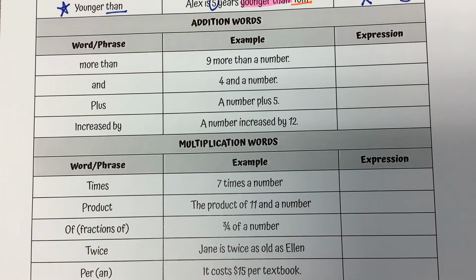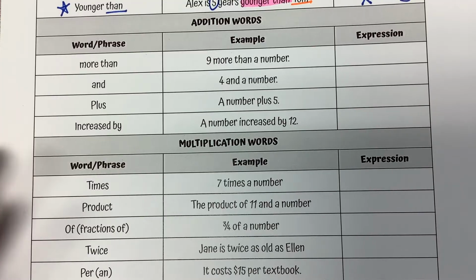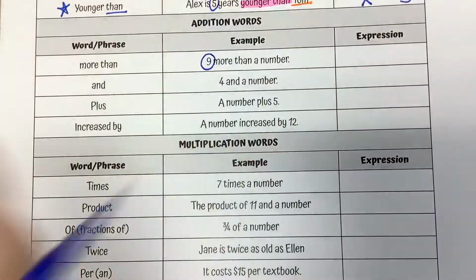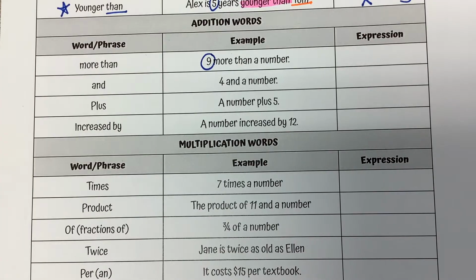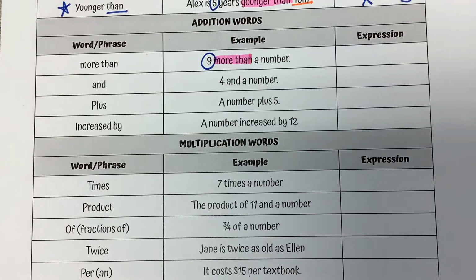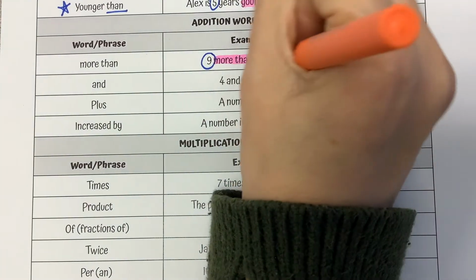Next up, let's look at addition examples. So same process, I'm going to circle the numbers, highlight the key words or phrases, underline the unknown. So 9 more than a number. 9 is our number. Our key word or phrase is more than. Our unknown is a number.